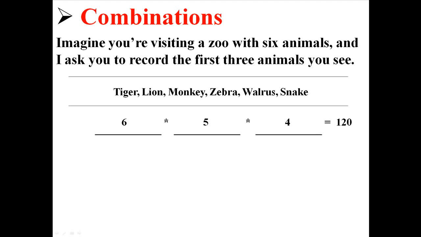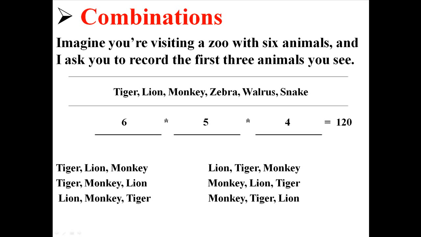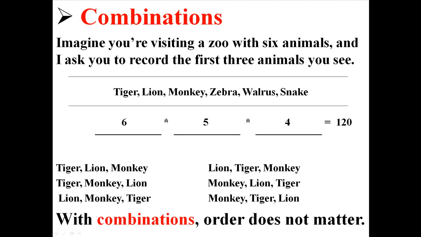But now realize if you get something like a tiger, a lion, and a monkey, there's actually 6 different ways of writing those same 3 animals. Now when we're talking about combinations, order doesn't matter. So these 6 entries that we have here, they only count as one thing because it's just the same 3 animals.